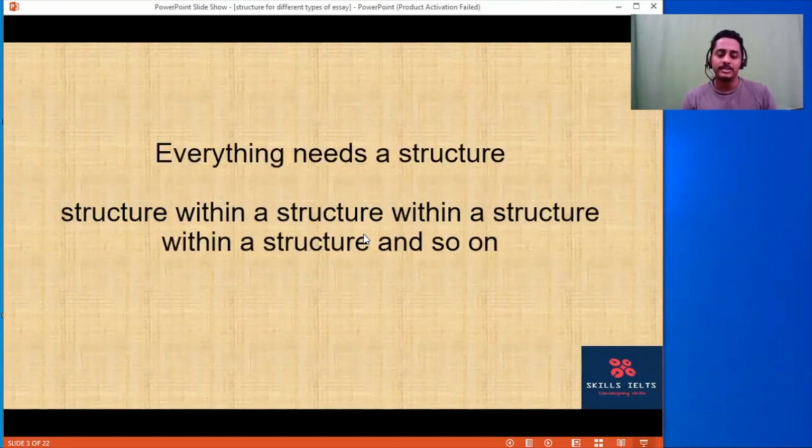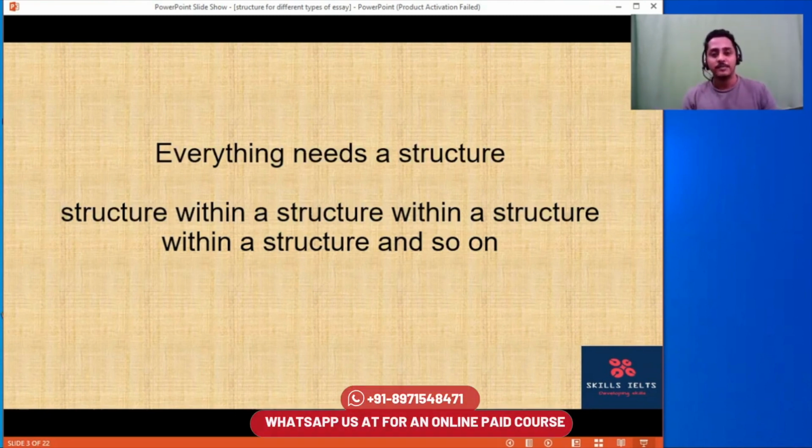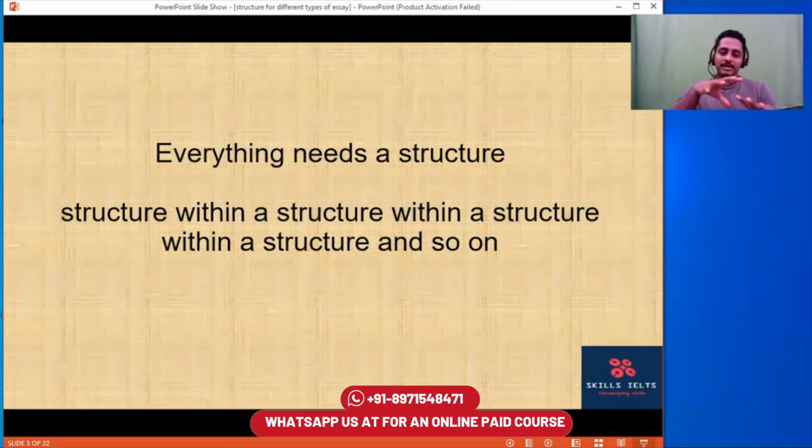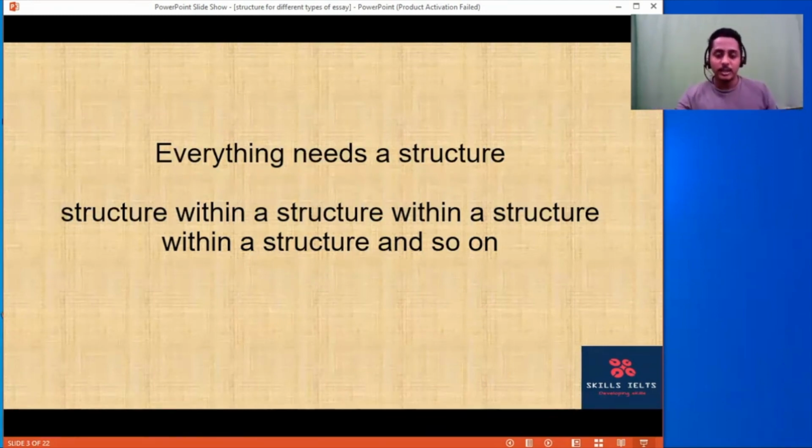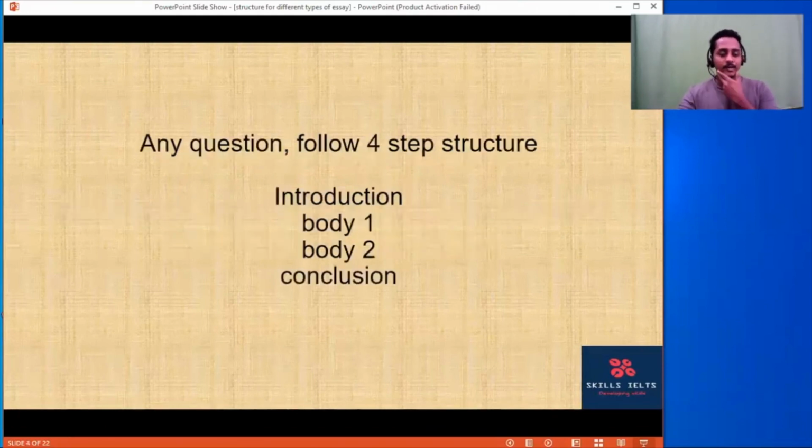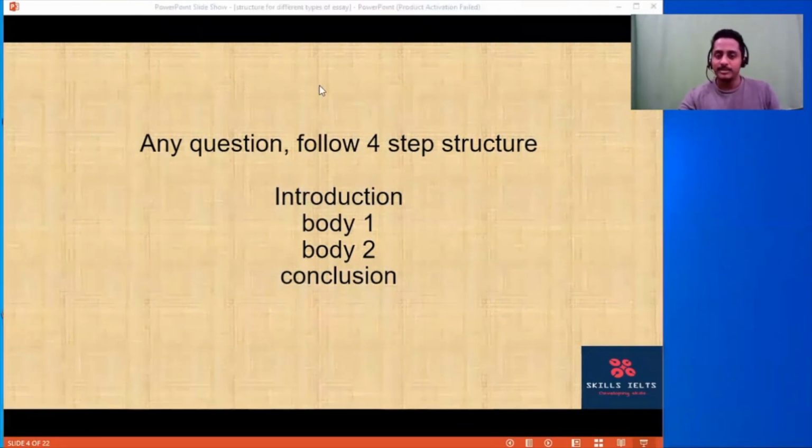So everything needs a structure, isn't it? Even your life needs a structure. We call it discipline. But the structure will have another structure within, and that structure will have another. In a loop, there could be a lot of structure. So today as well, we're going to talk about one structure, and inside that another structure. It's going to be in a loop. A little complicated, I'll help you understand what it is. Let's say you read the question. Any question, follow the 4-step structure, which I've already made a lot of videos on. But this video is something different.